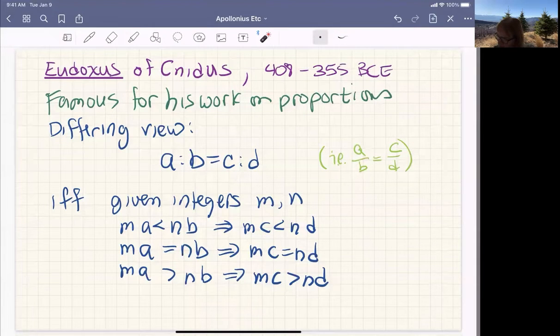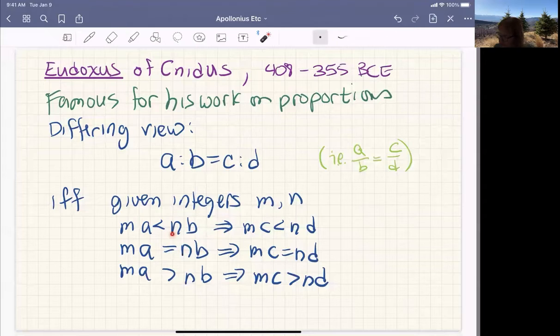So basically, you're multiplying the first numbers by m. So the first number's A and the first number's C, you multiply them by m, and then you're multiplying the second number by n.